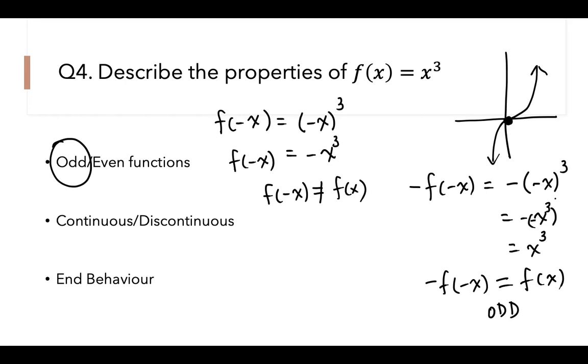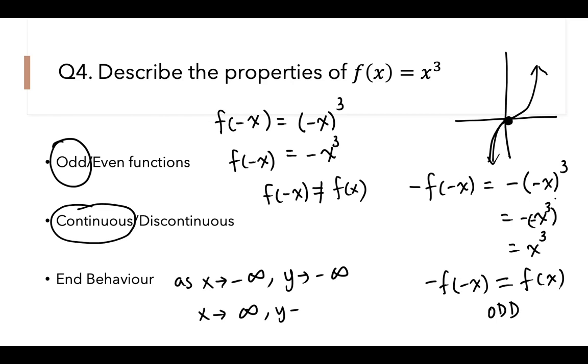And then, is this continuous or discontinuous? It's continuous. I can draw the graph without lifting my pencil. And the end behavior. As x approaches negative infinity, y is going to keep going down. So y approaches negative infinity. As x approaches positive infinity, as you can see, the y value is going to keep going up. So y approaches positive infinity.